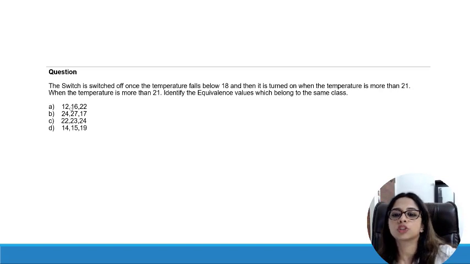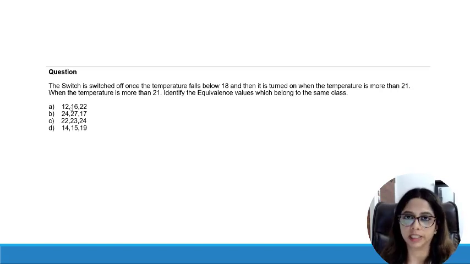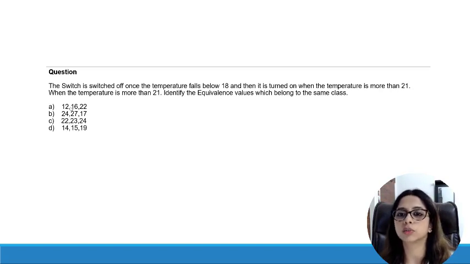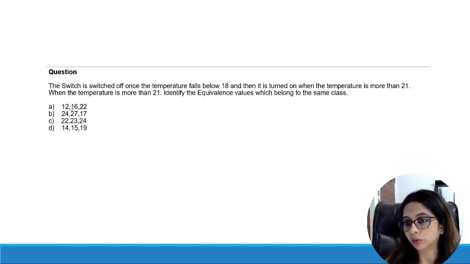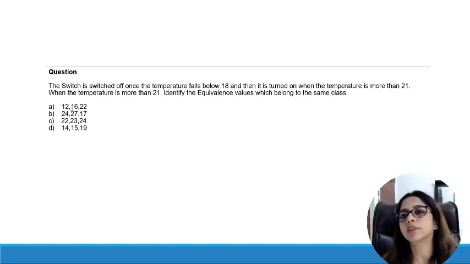The switch is switched off once the temperature falls below 18. So 18 and below is off, and then it is turned on when the temperature is more than 21. So 21 and above is on. There is one more, which is 19 to 20. So 19 and 20 are another partition which does nothing. So below 18 is 17 and below, 18 to 21 is one partition, and 22 and above is another partition here. So we have created 3 partitions.